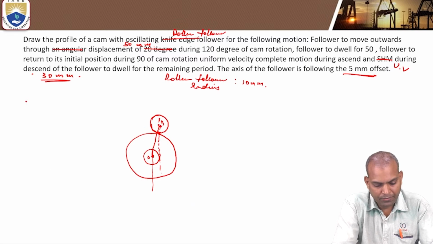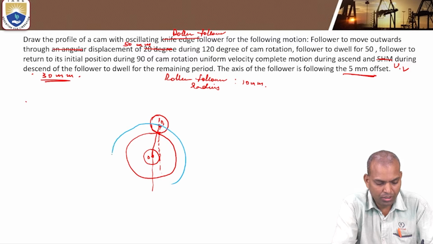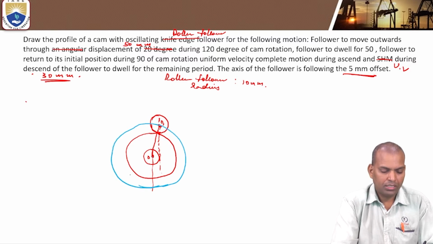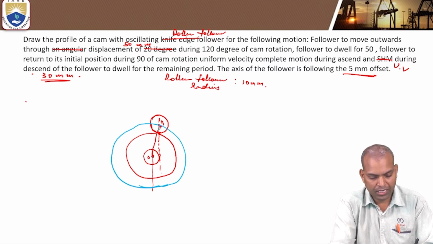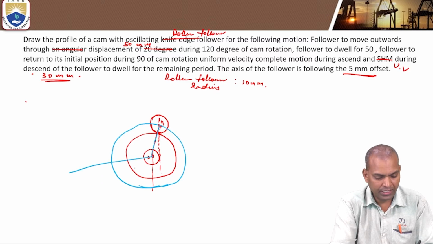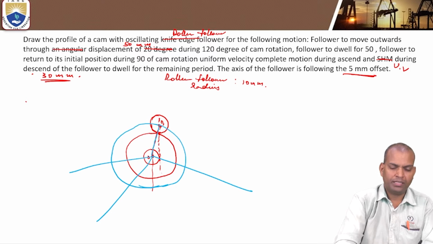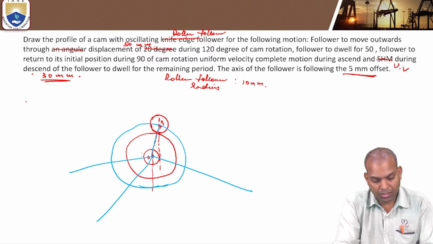We have to draw the prime circle using geometry instruments. Divide this prime circle into equal parts. This is the reference axis now. This 120 degrees, 50, 90, and again the remaining. This portion is theta O. This is theta OD, and it is theta R, and it is theta RD.